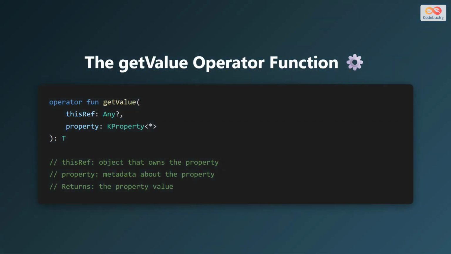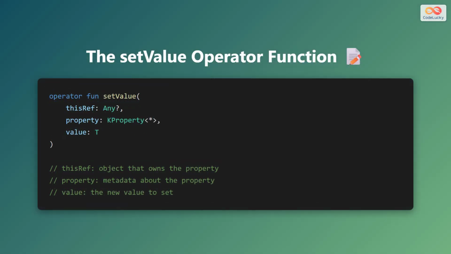Let's start with the getValue operator function. This function is required for any custom delegate. It takes two parameters, thisRef, which is the object that owns the property, and property, which contains metadata about the property itself. The function returns the property value of type T. Notice that this function must be marked with the operator keyword to work as a delegate. This is the function that gets called whenever you read the property value.